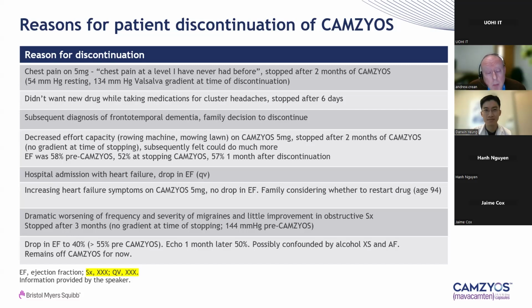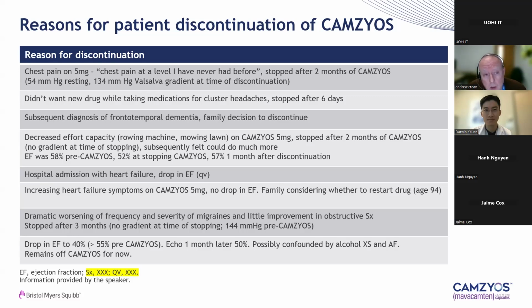There were also a couple of patients who complained of chest pain on the drug, which is a bit surprising because chest pain is actually a very common symptom in obstructive HCM. And one would imagine that being on a drug that reduces your gradient would actually reduce the chest pain. And that's often what happens, for example, post-myectomy or post-septal ablation.